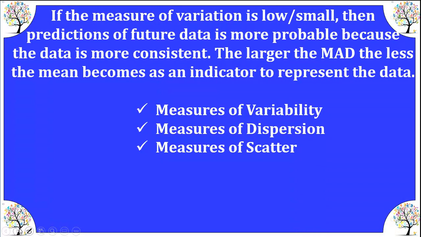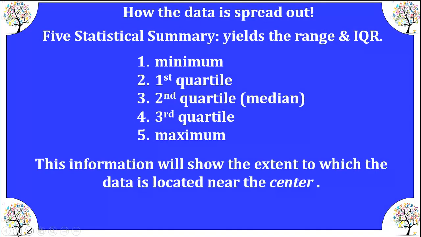If our measure is small, then we can make predictions of future data because it's more consistent. Here are some words that also mean variation. Sometimes people say measures of variability, measures of dispersion, or measures of scatter. They all mean how spread out the data is or how clustered it is.